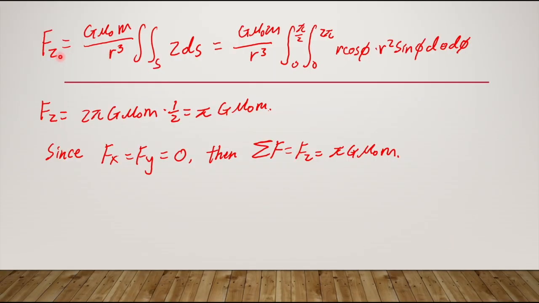Now we move on to the force in the z component. After you do all the math right here, you should get that the force in the z component is equal to pi times the gravitational constant times the mass of the particle times the density function. Since Fx is equal to Fy is equal to 0, our total force is just the force in the z direction, which is pi times the gravitational constant times our density function times the mass of the particle.